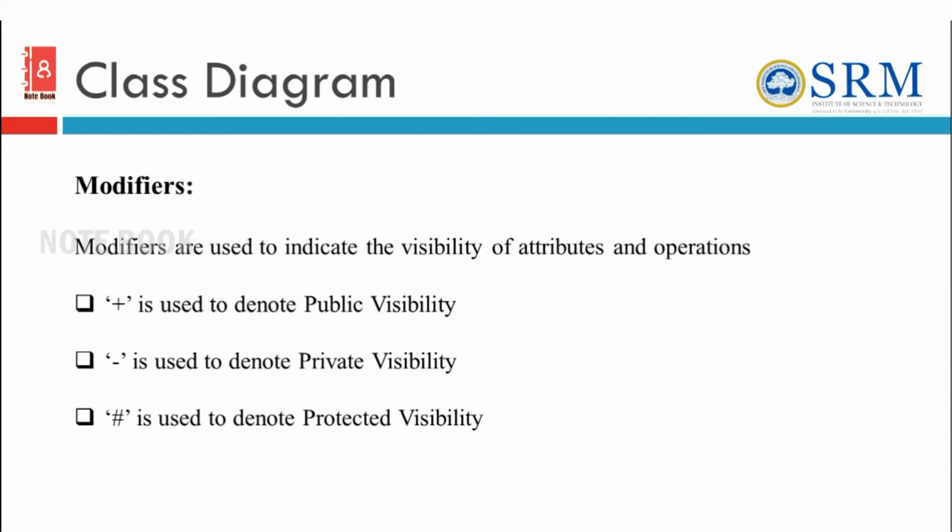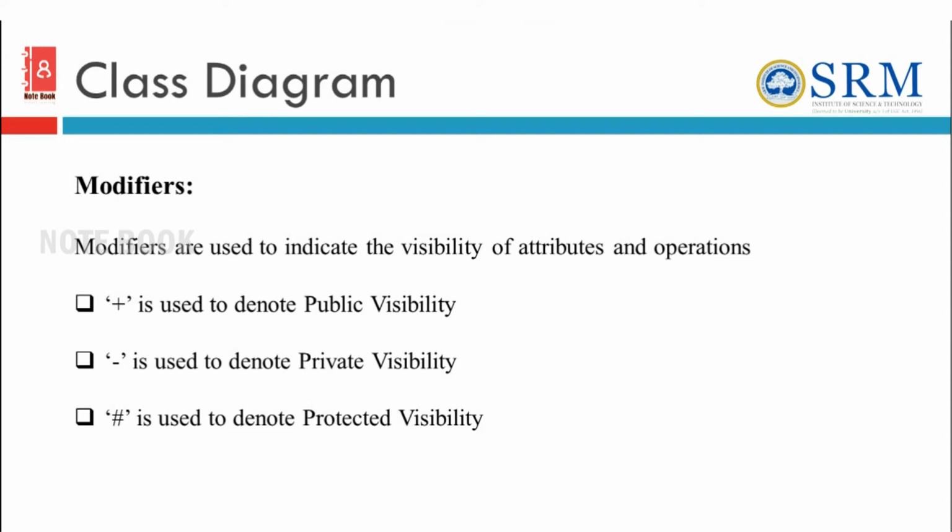Then modifiers. Modifiers are used to indicate the visibility of the attributes and operations. We know already the modifiers. We have three modifiers: public, private and protected. Here there are symbols for the modifiers.